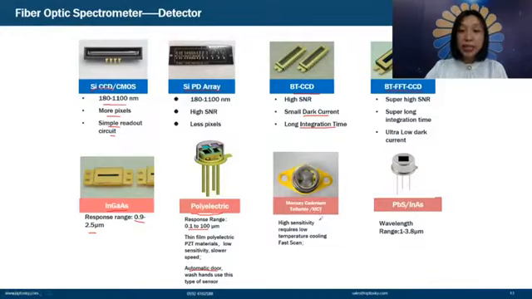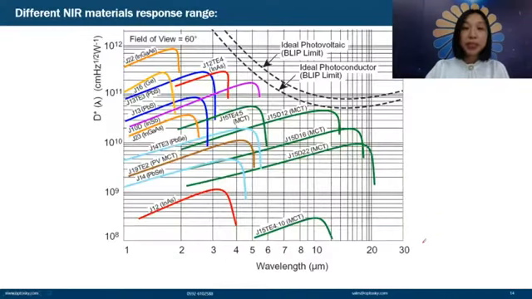It's the MCT. It has higher sensitivity, it requires a lower temperature, and it can scan faster. And not to mention indium arsenide. It has a wavelength coverage from 1 to 3.8 micrometers. In these pictures, you can vividly see the different NIR materials' response ranges.